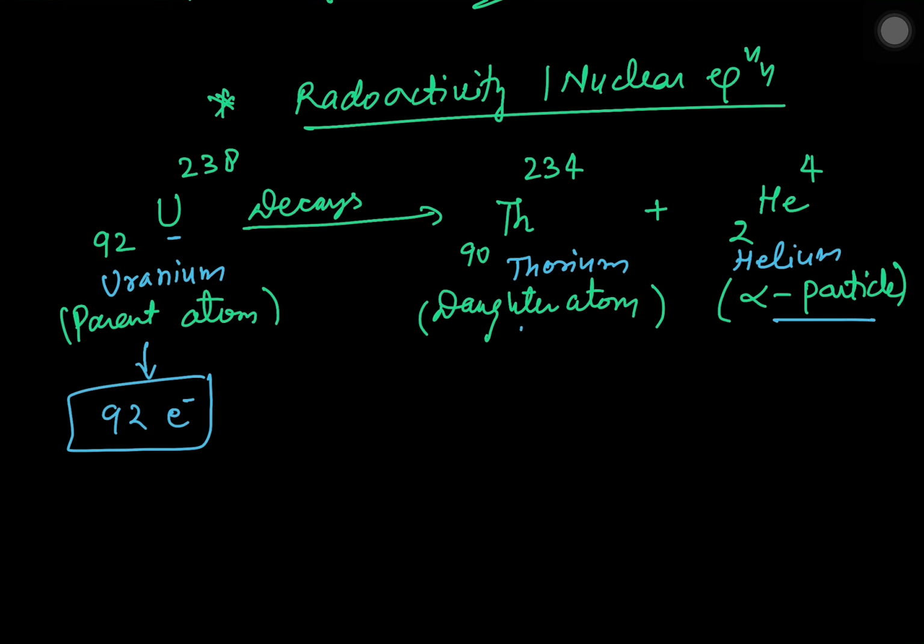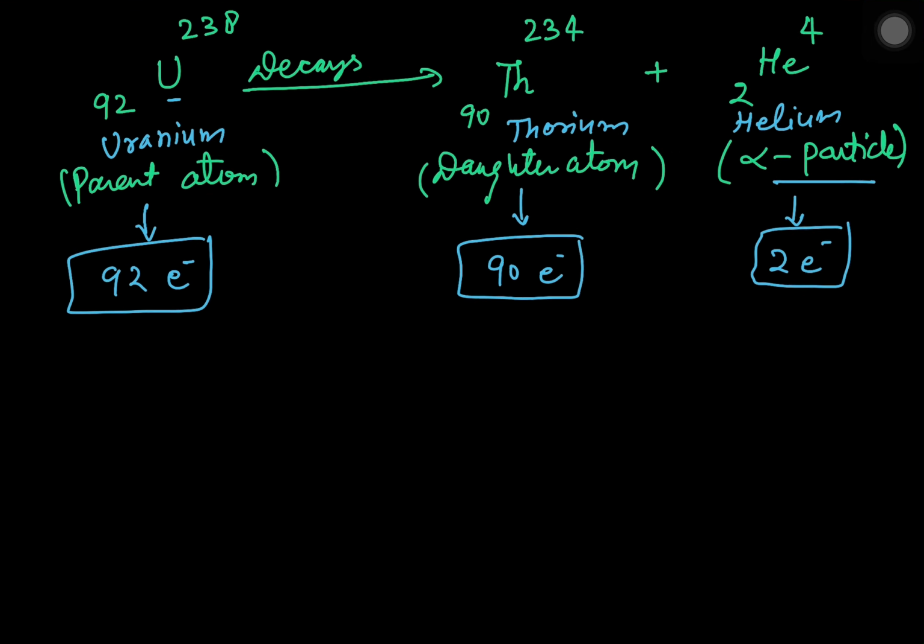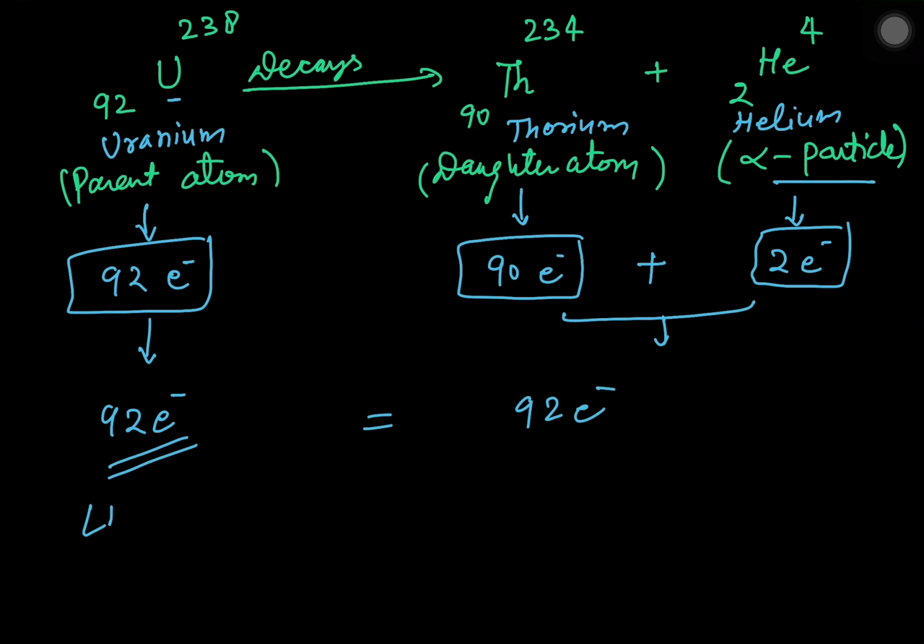Now if I consider the daughter atom, it contains 90 electrons, and the alpha particle contains 2 electrons. So according to the law of conservation of charge, total charge remains constant. Here 90 plus 2 becomes 92 electrons. So LHS is equal to RHS.